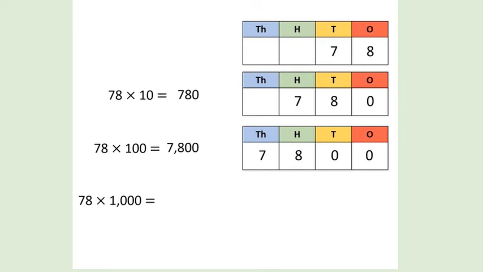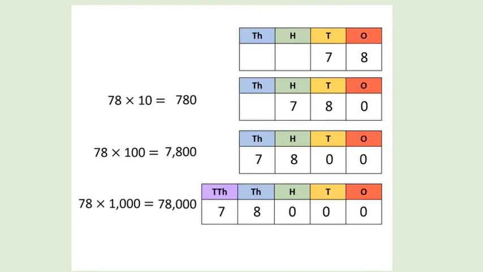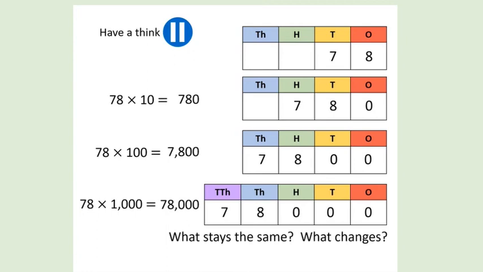Next question. 78 multiplied by 1000. The answer is 78,000. Again, 78,000 is shown on the place value grid, but you will notice that the place value grid has had to enlarge by one space to the left with the TTH column, which means tens of thousands column. Looking at these place value grids, 78, 780, 7,800 and 78,000, have a little think. What stays the same and what changes? You might want to pause the video here while you have a little think.